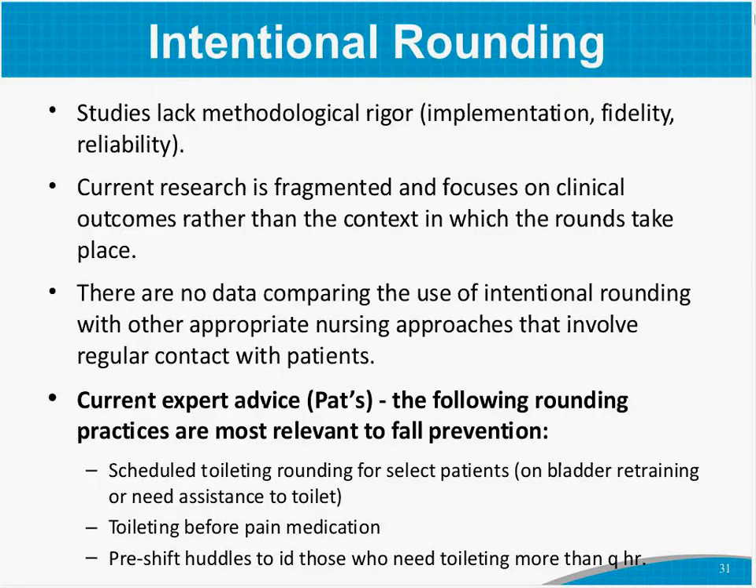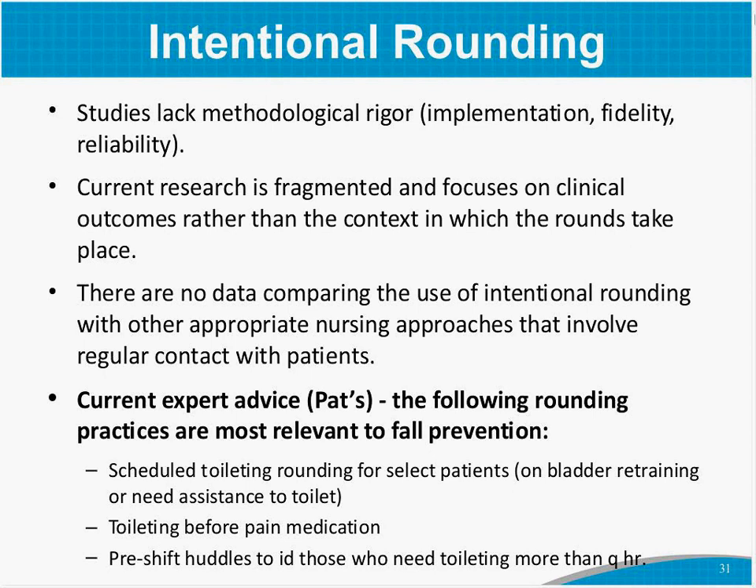Every hospital, every unit modifies how this is being done, because context occurs. That's why, when you look at all the studies that have been done, they lack so much methodological rigor in terms of implementation. How was it done? Was it done as it was intended, and was it done reliably? This is fidelity and reliability. So much of the research is fragmented. It focuses on clinical outcomes, and there's no data to compare this with other nursing approaches. You will find this in the 2014.